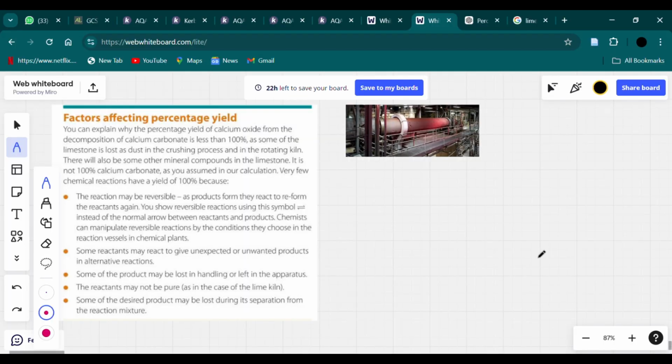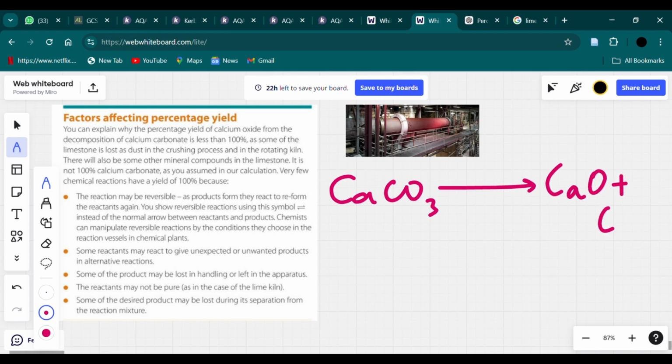Okay, now we will move towards the factors affecting the percentage yield or the actual yield. We will take one example, calcium carbonate, which we call limestone. This is a decomposition reaction of calcium carbonate, in which calcium carbonate at high temperature decomposes into calcium oxide plus carbon dioxide.